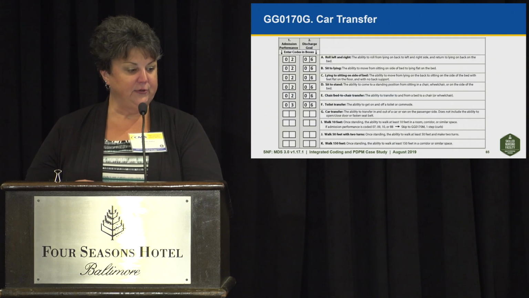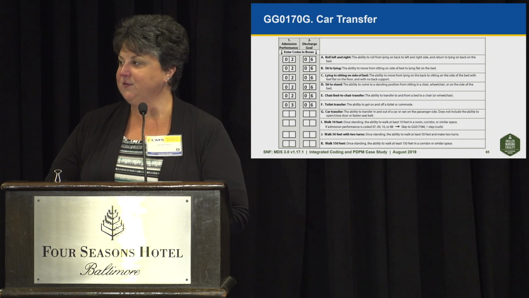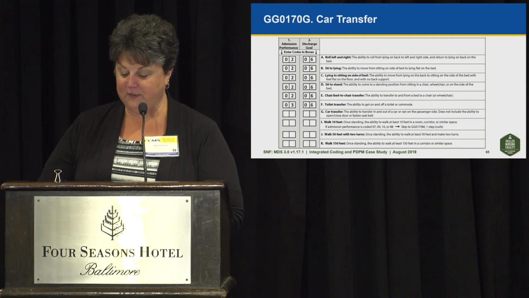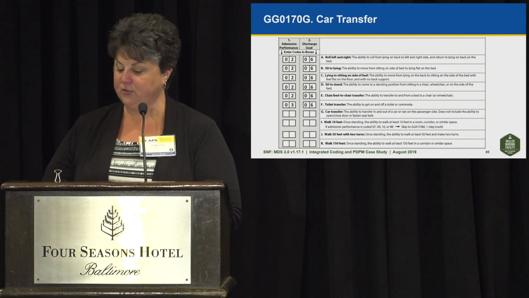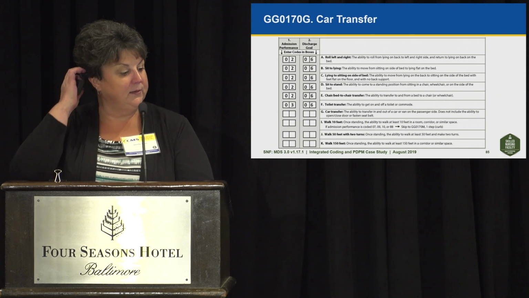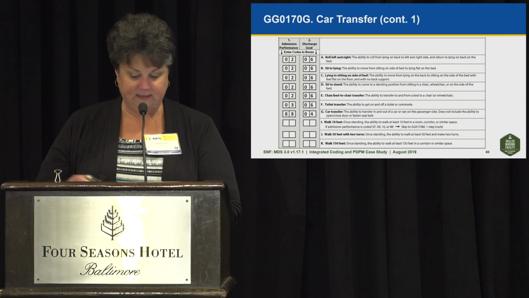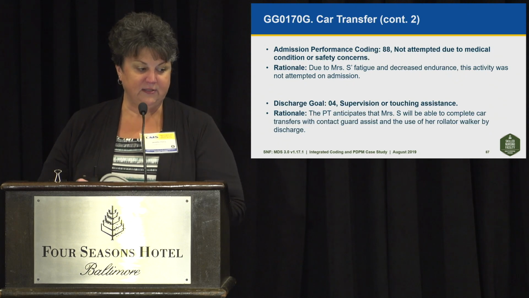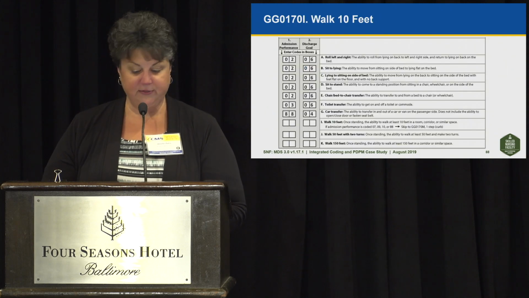And then car transfer. 8, 8, and a 4, great. Keep in mind we have those 4 activity did not occur codes. We have that they could refuse. It's not applicable because there wasn't attempted and the individual didn't perform that prior to their current illness, exacerbation, or injury. A 10 if it was environmental limitations, or not attempted due to medical concerns or medical condition or safety concerns, which is the case for our resident. And again, our rationale, this just was not tried on admission, but they expect with a contact guard and her walker, she'll be able to do this activity prior to her discharge.